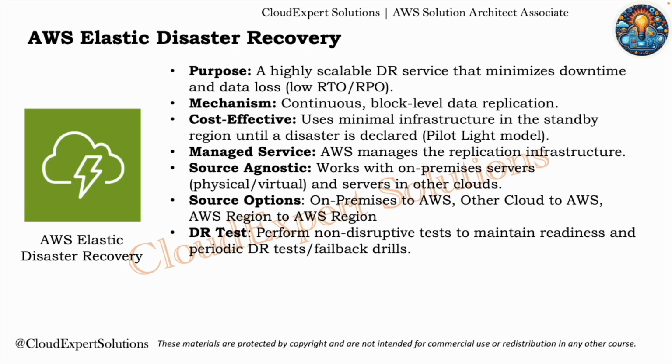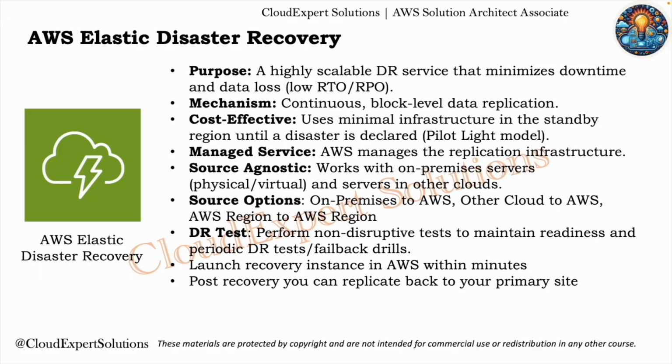You can easily perform non-disruptive tests to maintain DR readiness and periodically perform non-disruptive recovery and failback drills. If you need to recover applications, you can launch recovery instances on AWS within minutes using the most up-to-date server state or previous point-in-time backups. After your applications are running on AWS, you can choose to keep them there, or you can initiate data replication back to your primary site when the issue is resolved. You can fail back to your primary site whenever you are ready.